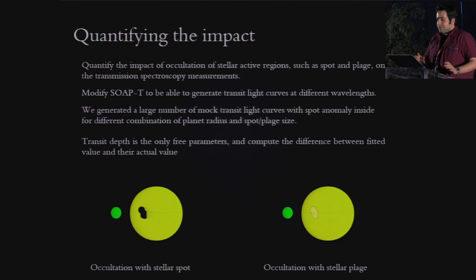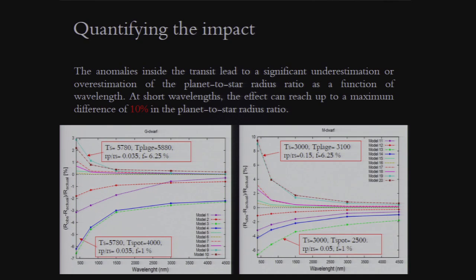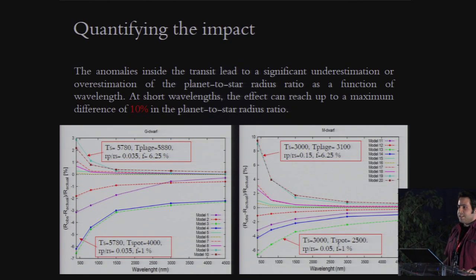So we again try to quantify this impact, and we modified our code to be able to produce the transit in different wavelengths. We again generate a large number of transits with those anomalies. In this case, we also consider the overlap of the planet with a bright spot, a plage, on the stellar surface. Interestingly, we find that this overlap and one anomaly in the transit, especially at short wavelength, can cause underestimation or overestimation of the planet radius up to 10%, which is significant.